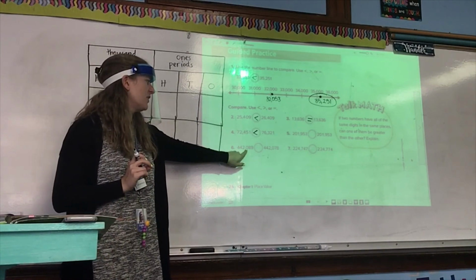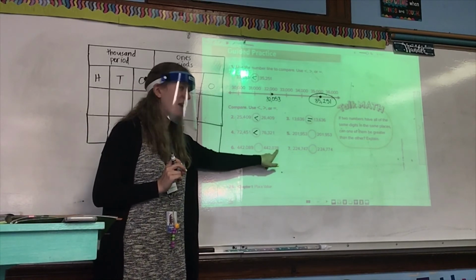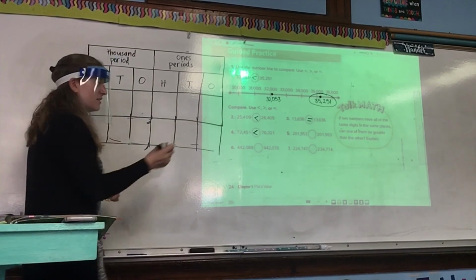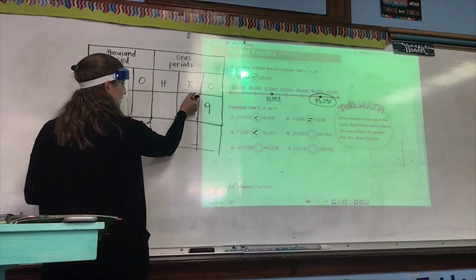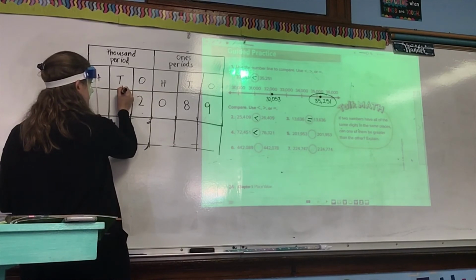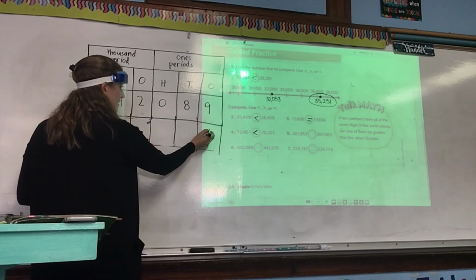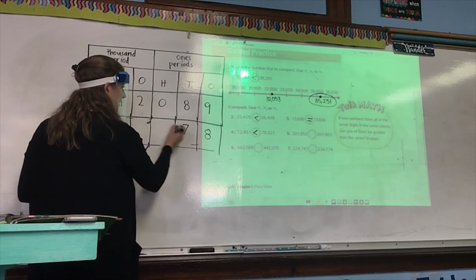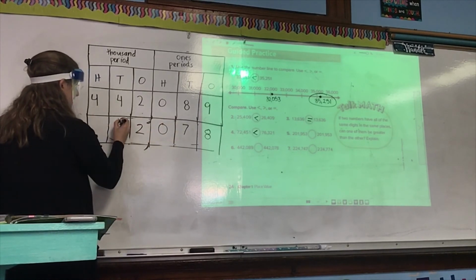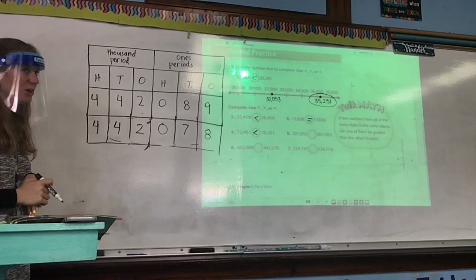Number 6, remember we're on number 6, not number 5. It says 442,089. Is it greater than, less than, or equal to 442,078? So first, we're going to start with our first number. Michaela, what goes in the ones place? 9. Tens? 8. Hundreds? 0. Thousands? 2. Ten thousands? 4. And hundred thousands? 4. Now our second number, what goes in the ones? 8. Tens? 7. Hundreds? 0. Thousands? 2. Ten thousands? 4. Hundred thousands? 4.